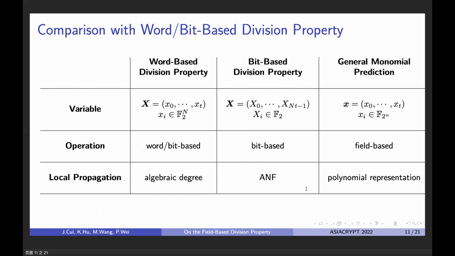So here is a comparison of our general monomial prediction with the word-based and bit-based division property. For the word-based and bit-based division property, the variables are often defined at bit level, and for our general monomial prediction, the variables are defined over fields. Since the word-based division property actually works at word level, it only exploits the algebraic degree information of the local components, so the local propagation is not so accurate. And the bit-based division property uses the information of the Boolean function. For our general monomial prediction, we also use the polynomial representation, and the local propagation is accurate.